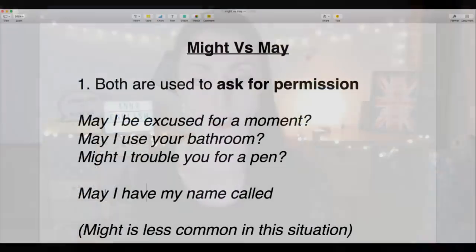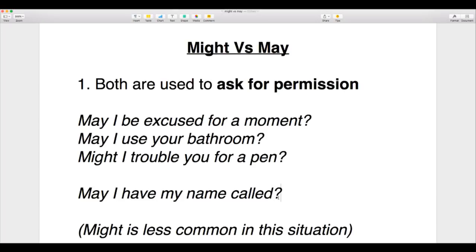And so let's have a look at your sentence. You've said, "May I have my name called." So this isn't correct, the ending here. You'd say, "May I have my English nickname?" And then that would be correct. May I have my English nickname?